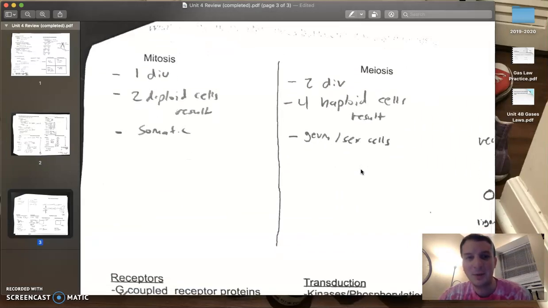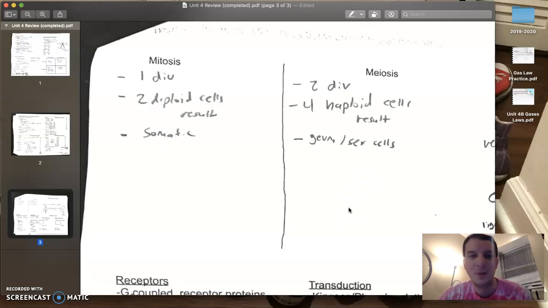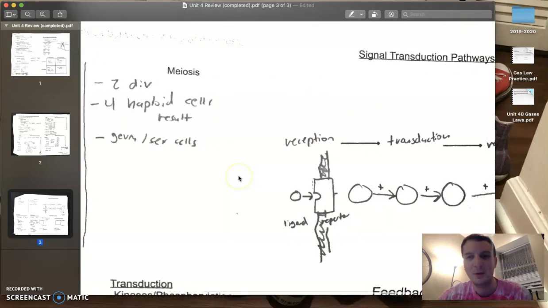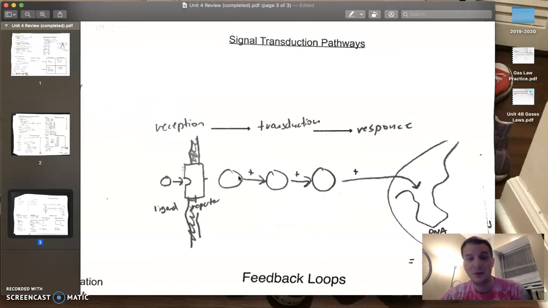There's a little chart comparing mitosis and meiosis. You could even do this if you want, but there's some of the key differences between them. You could also talk about how homologous chromosomes line up more in meiosis and the sister chromatids separate in mitosis. All right, so last thing is our signal transduction pathways.